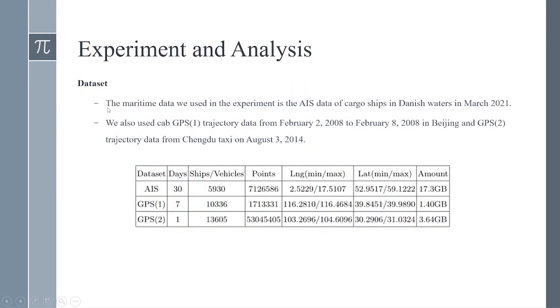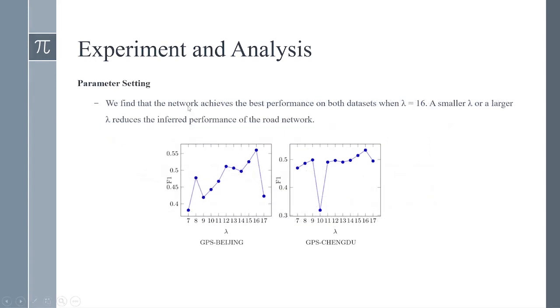The maritime data we need in the experiment is the AIS data of cargo ships in the Danish waters within March 2021. We also use GPS trajectory data from Flowbit 2 to Flowbit 8, and trajectory data from Chengdu taxis or Oxide 3. We find that the network achieves the best performance of both data when lambda equals 16. A small lambda or larger lambda reduce the performance of the road network.